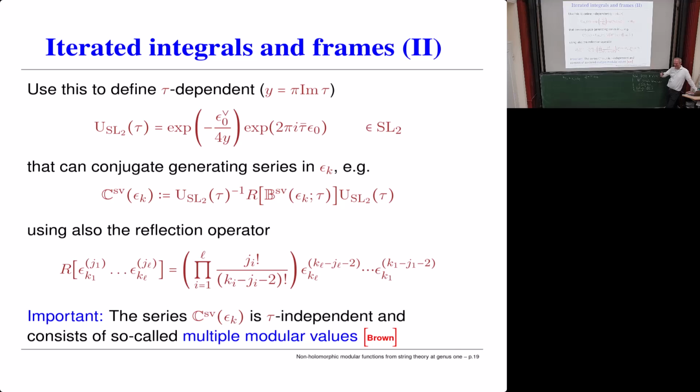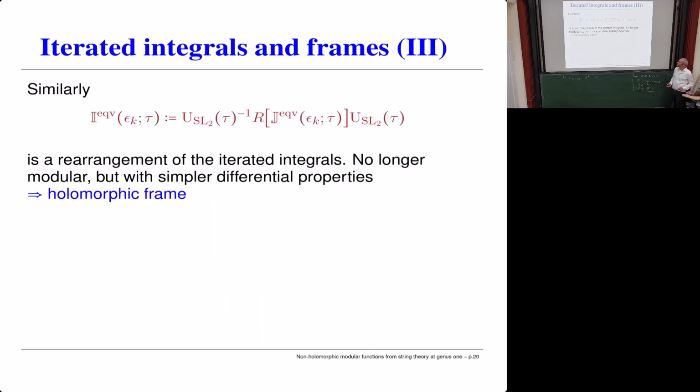But yeah, so another thing that I wanted to say, I call this the holomorphic frame, partly because this is tau and tau bar independent, but more so because these are the multiple modular values that just come from holomorphic iterated integrals, as I will show next. Okay, so first of all, I acted with this change of frame on this set of constants. I can also act on the full generating series in the same way. So I start from this generating series of good modular objects. I get something else, and this is now no longer modular, but this is again in this holomorphic frame.